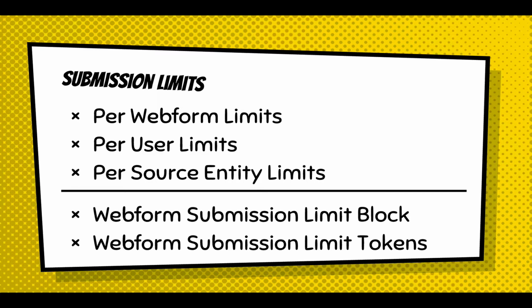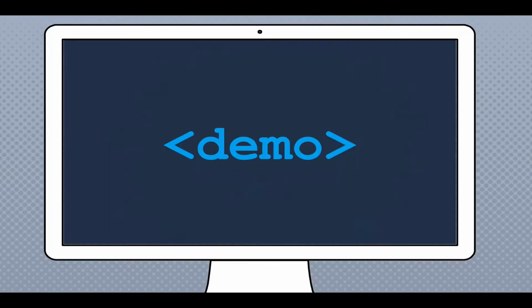And you can get this information in the block, and I also added tokens to display this information. So you can get those three limits and then the totals: the total number of submissions, the total number that the user submitted, the total per source entity. And I'm going to just start demoing it.